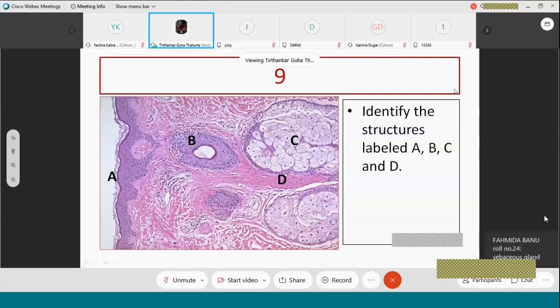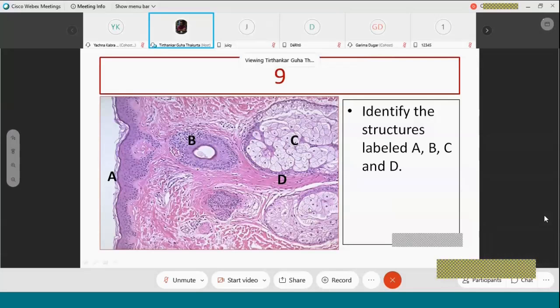Okay, so you can see that the cells here have not taken proper stain. Hematoxylin eosin is a water-based stain, so it cannot stain something that is rich in lipid. So it must be a gland in the skin that secretes lipid-rich substances, and therefore these are sebaceous glands.